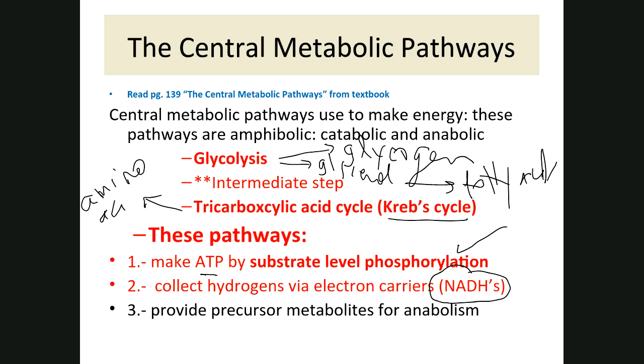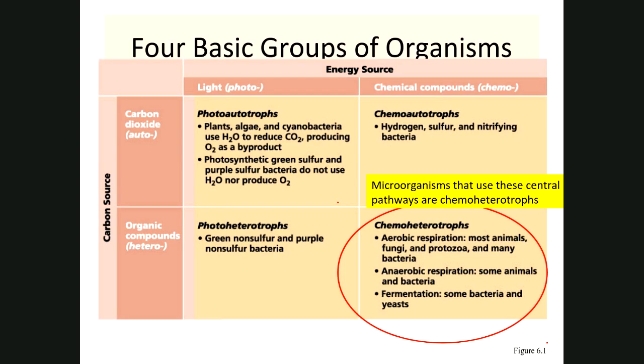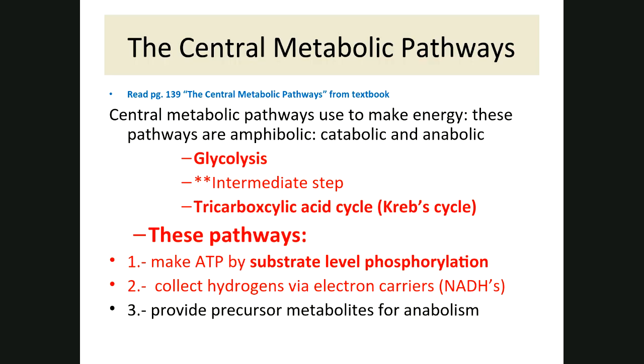So these are the anabolic functions of these pathways. We're not going to look at these pathways' anabolic functions. We're going to look at these pathways' catabolic functions, meaning how they are making ATP and how they are oxidizing and harvesting hydrogen atoms for the oxidative phosphorylation steps. But the point here is that these pathways could be anabolic also. They don't have to be just catabolic. If they go in one direction, they're catabolic. If they go in the opposite direction, they're anabolic.